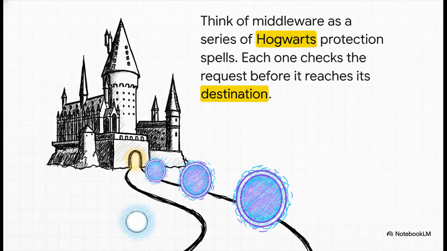You know, to make this a little less abstract, let's get creative. Think of your app as Hogwarts Castle. A request is like someone trying to get into a specific classroom. But before they can get there, they have to pass through a series of protective spells. Maybe one spell checks if they're a student, another logs their name in a book. Each one of those spells is a middleware, and they all act in a specific sequence.